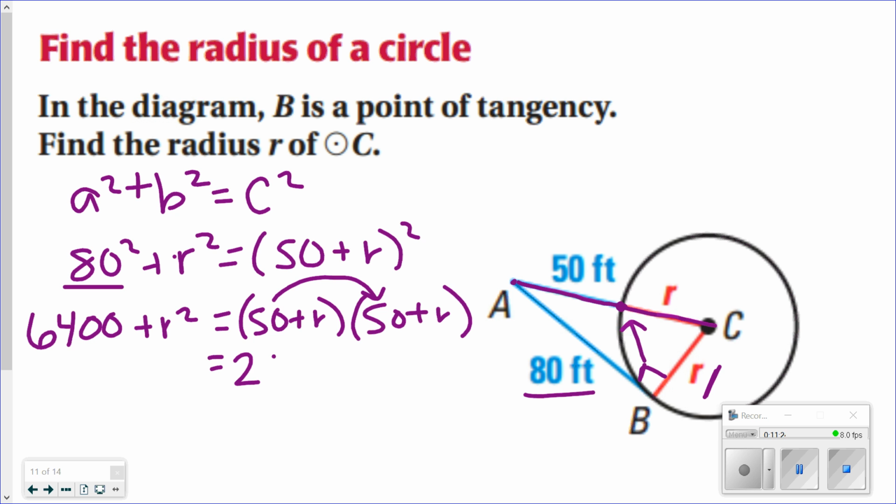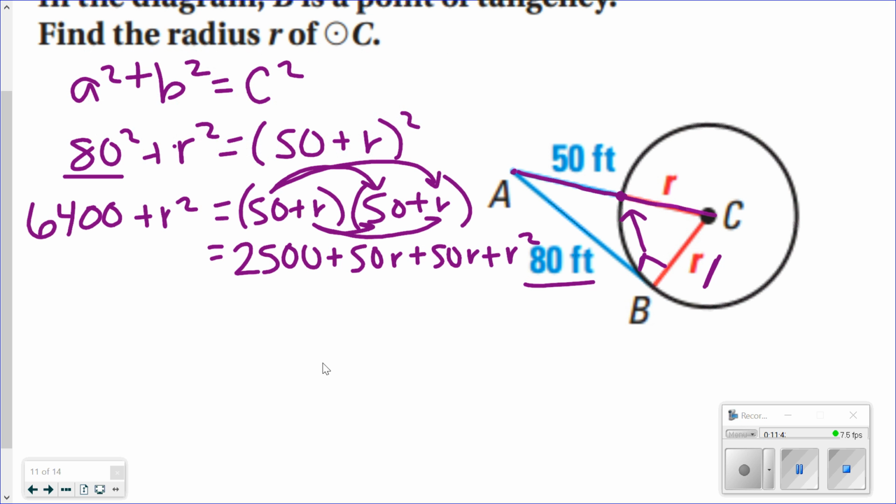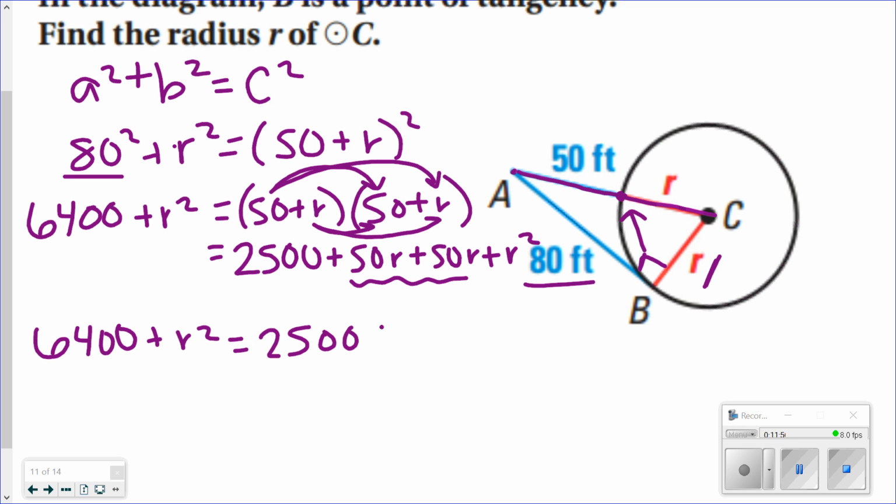50 times 50 is 2,500. 50 times r is 50r. r times 50 is 50r. r times r is r squared. All right. On this side, I can combine these together. 50r plus 50r is 100r. So now I have 6,400 plus r squared is equal to 2,500 plus 100r plus r squared.